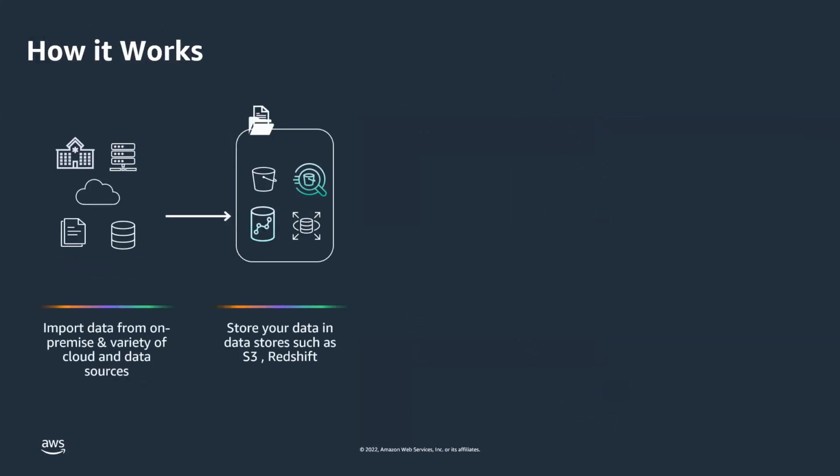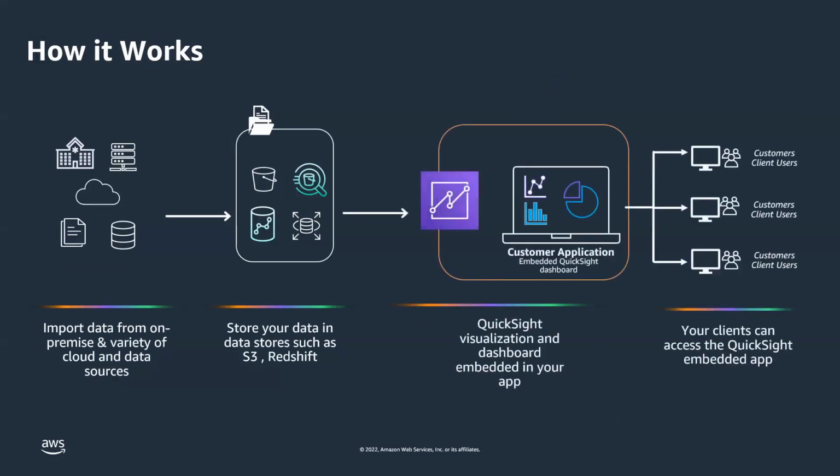How it works. You can import data from multiple sources, be it from multiple cloud environments or your on-prem data sources. You can store your data in data stores such as S3, Redshift, or any external data stores like Snowflake. Or you can use our cloud native, superfast, parallel, in-memory calculation engine. We call it SPICE. You can create your dashboard and embed dashboards and visuals in your applications, which you or your client can access from anywhere.